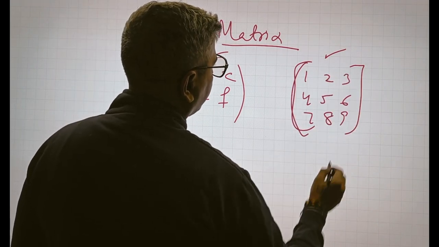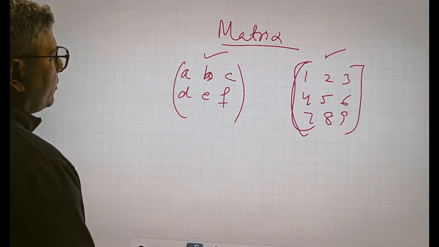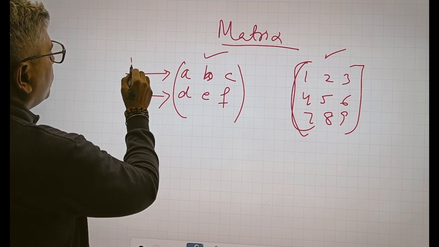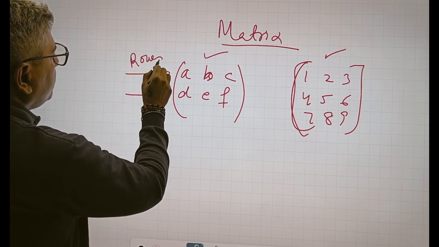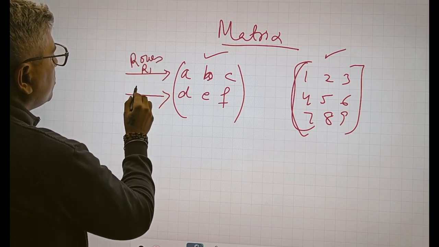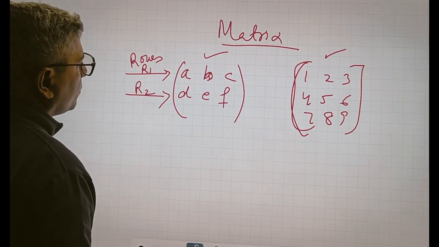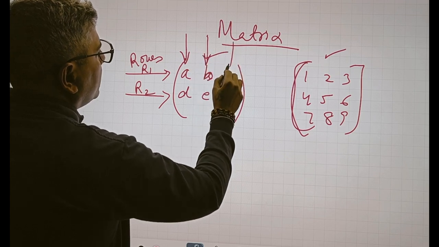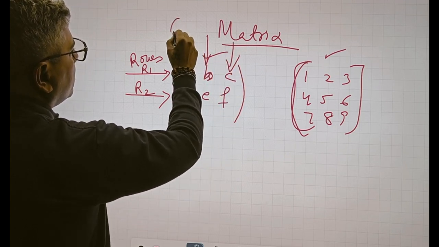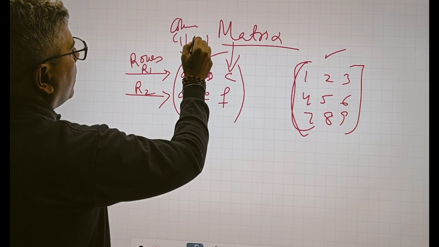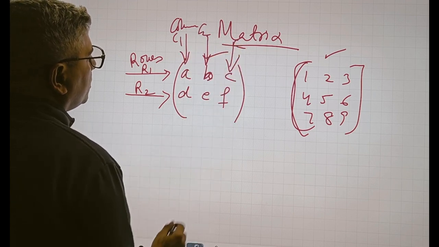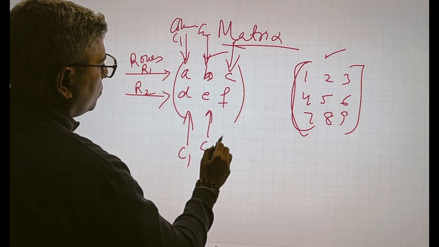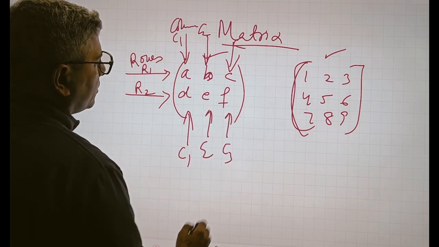7, 8, 9. When we look at the matrix from the horizontal side, this is known as rows. And this is your first row, this is the second row. And when we see the matrix vertically, this is column 1, column 2 and column 3. Or I can write it down here: this is C1, this is C2 and this is C3.